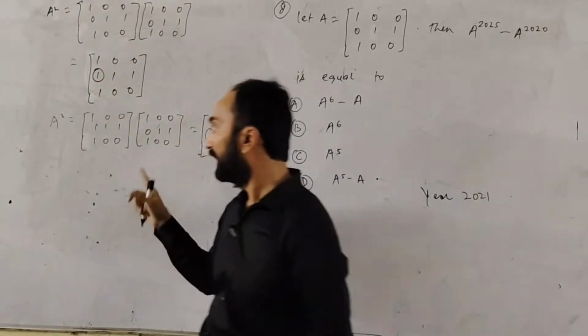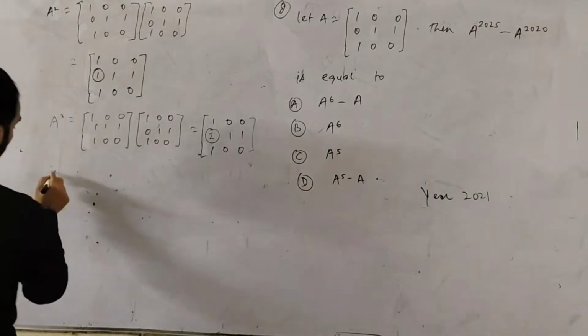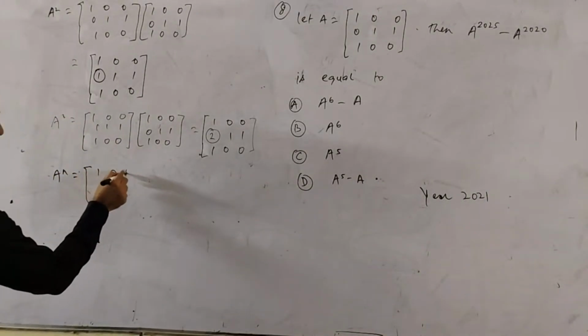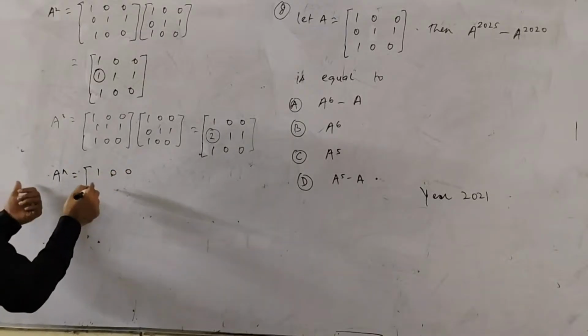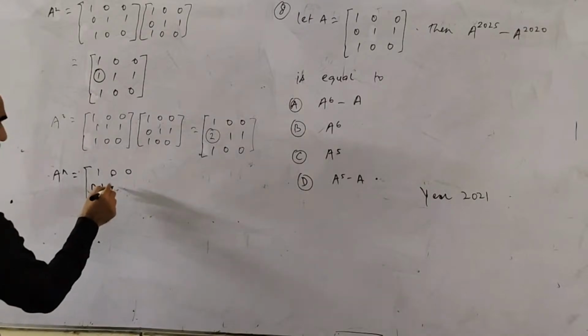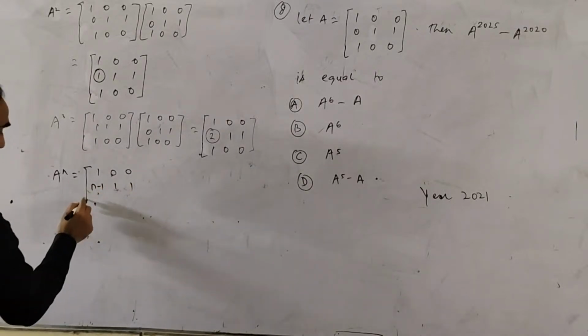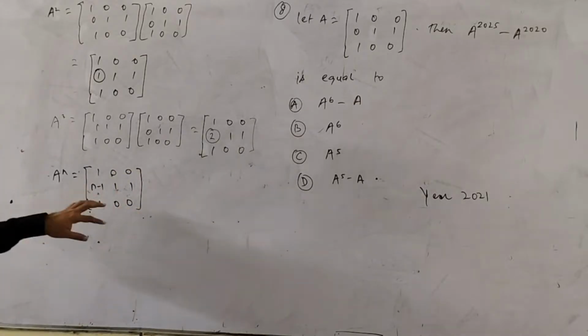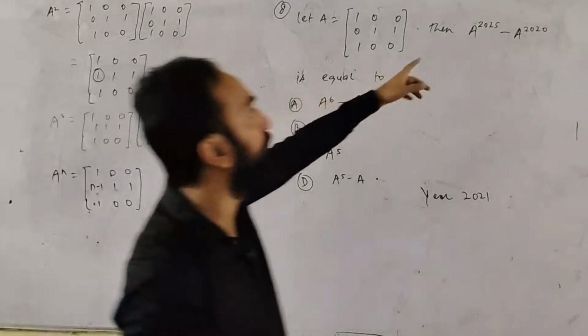It means it will be changing in the pattern that, if I have to find A to the power n, this will come in the form of 1, 0, 0. This will be 1 less than that power, right? So this will come as n minus 1, and this will come as 1, 1, and the last column will come 1, 0, 0, right? So this is the pattern it will follow. N minus 1.